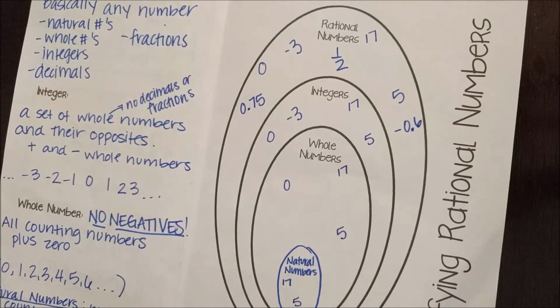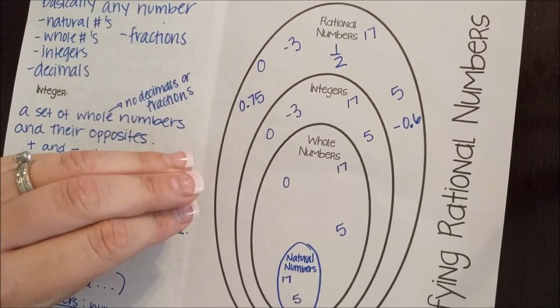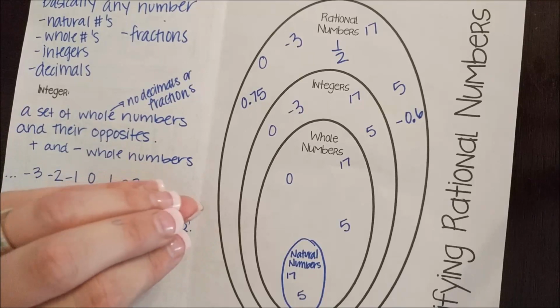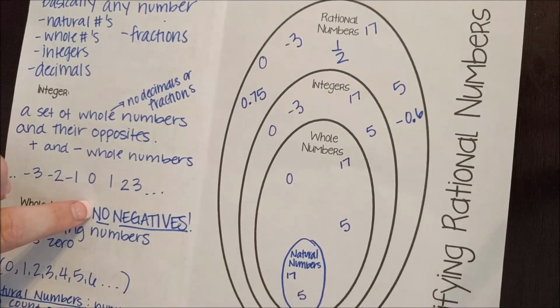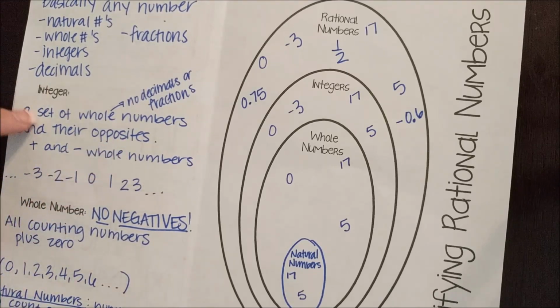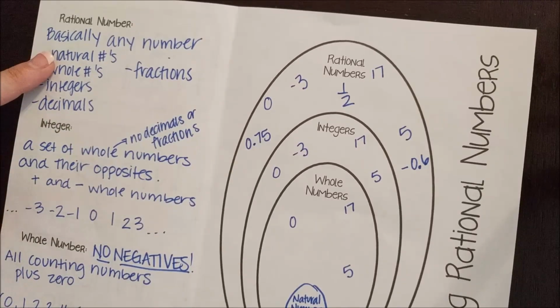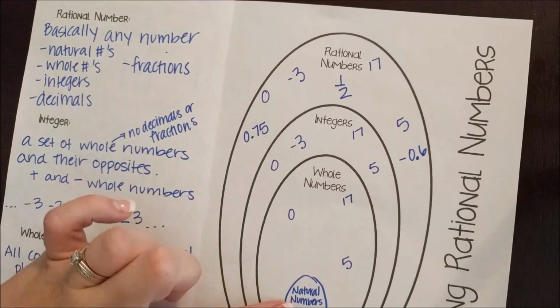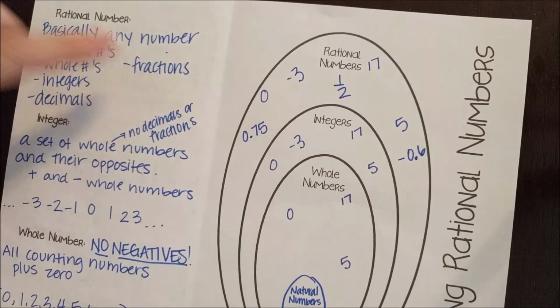Okay, so those are just some examples of classifying rational numbers. We've got natural numbers, numbers you can count on your fingers. Whole numbers are all the numbers you can count on your fingers plus 0. Remember, no negatives, all positive numbers. Integers are the set of whole numbers and their opposites, or you could say positive and negative whole numbers. And then a rational number is basically any number. They include your natural numbers, your whole numbers, your integers, and they include decimals and fractions.